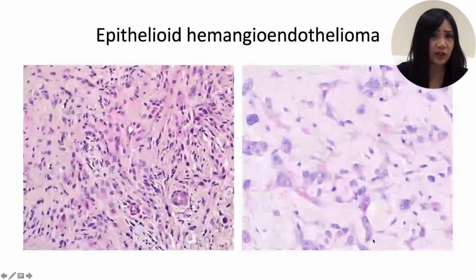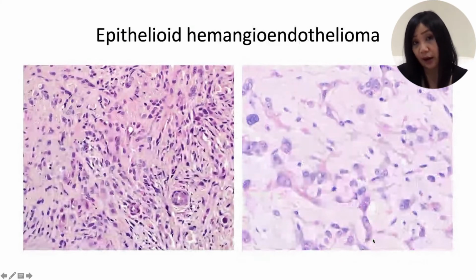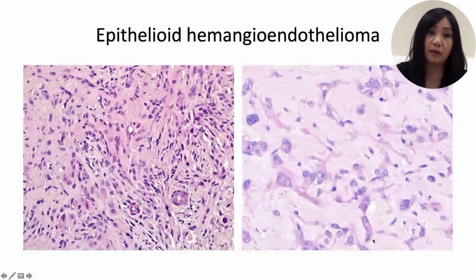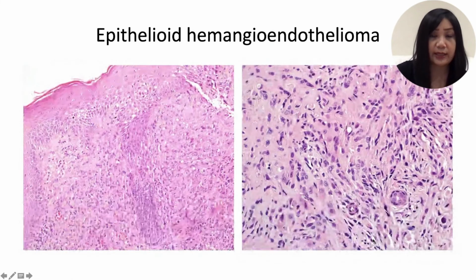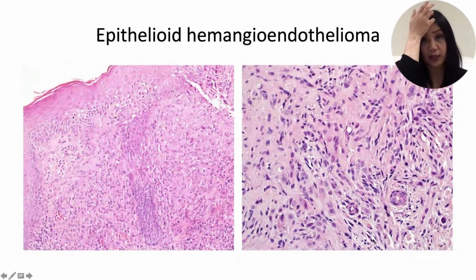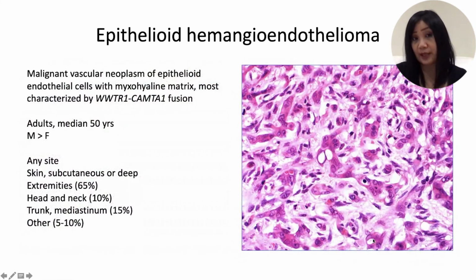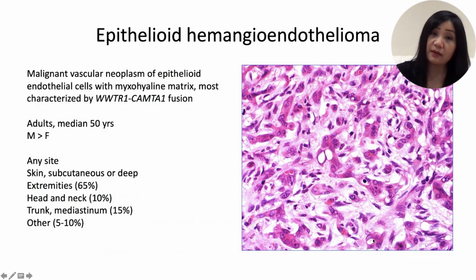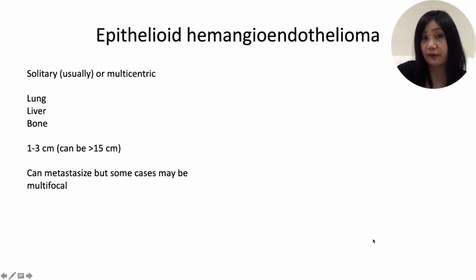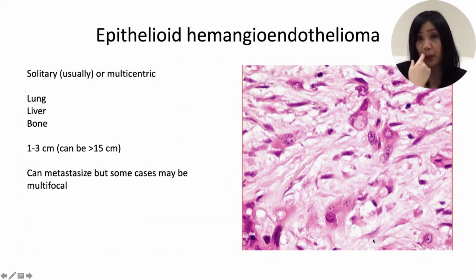Just to sail through epithelioid hemangioendothelioma, because again, this has a very characteristic morphology that most of us are aware of, and when it has characteristic morphology, it can be relatively straightforward to diagnose. EHE is a malignant vascular neoplasm of epithelioid endothelial cells with this very prominent myxohyaline matrix, mostly characterized by WWTR1-CAMTA1 fusion, most frequently occurs in middle-aged adults and can occur at any site, skin, subcutaneous, or deeply in viscera, particularly in the lung, liver, and bone, where there can be multifocal rather than metastatic disease.